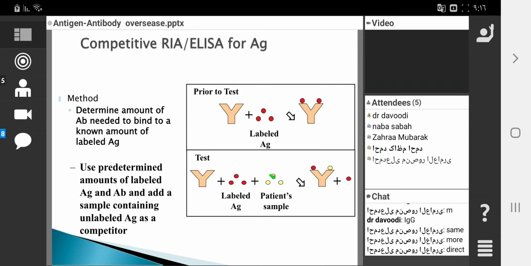Direct? Please think more. Here, the radioactivity which we can detect in the immune complex and the antigen in the patient sample, is the relation direct or reverse?